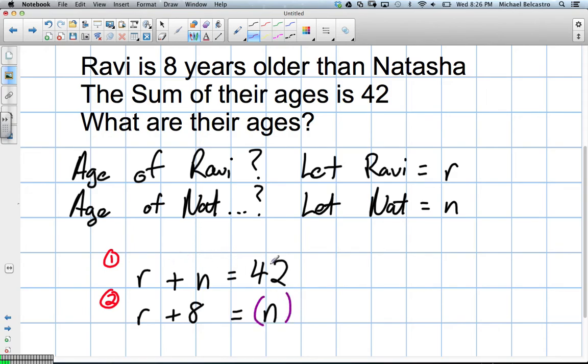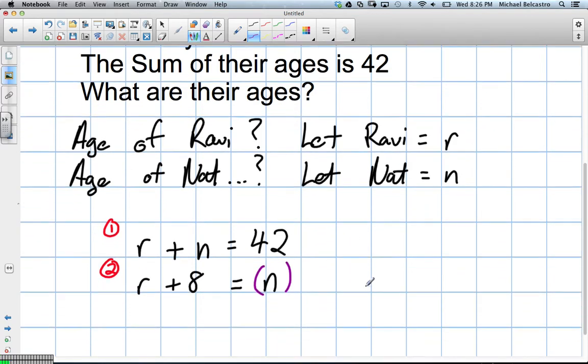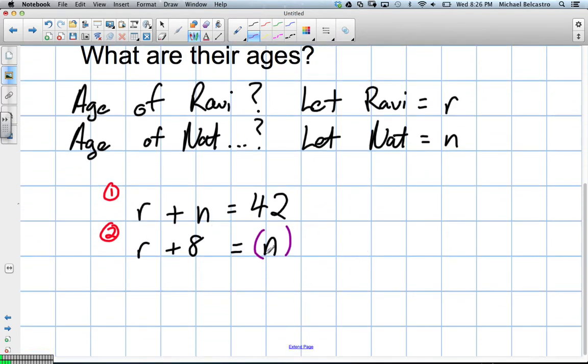Now here's a problem. We have two equations. And you're right, we're used to working with only one equation here. But we can relate these two equations. N is equal to R plus 8. This N here. So in other words, we can substitute R plus 8 in for the N. Because we know Ravi's age plus 8 is Natasha's age.